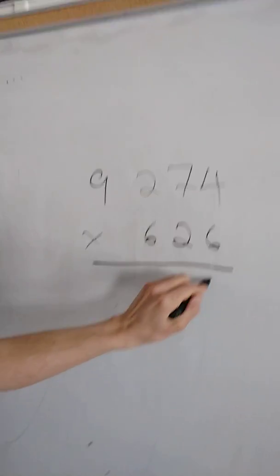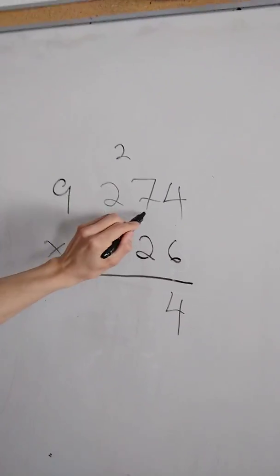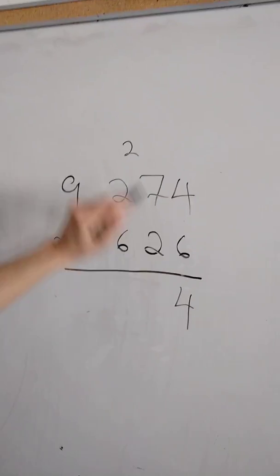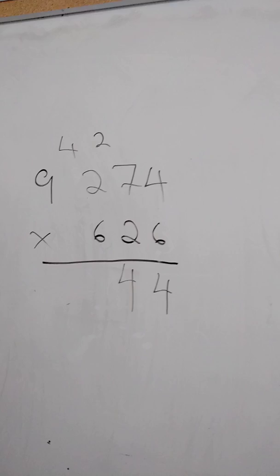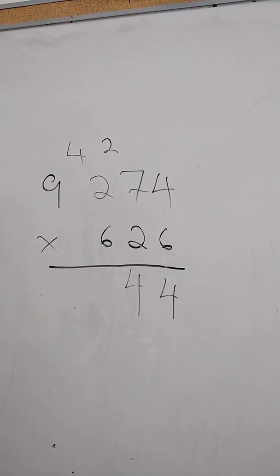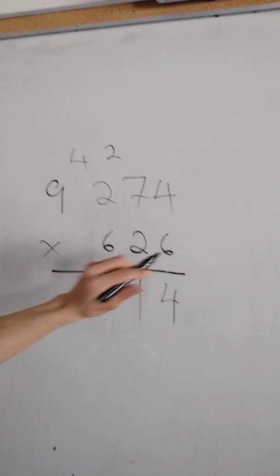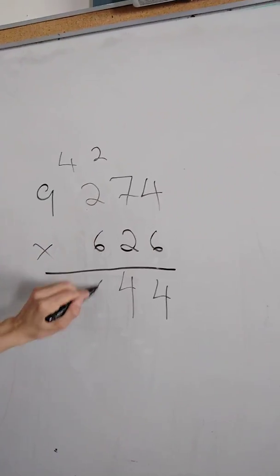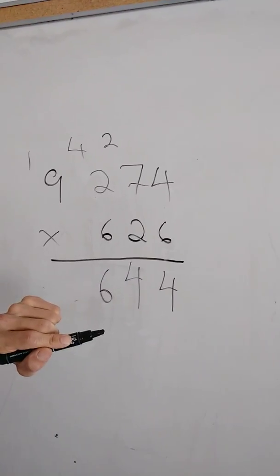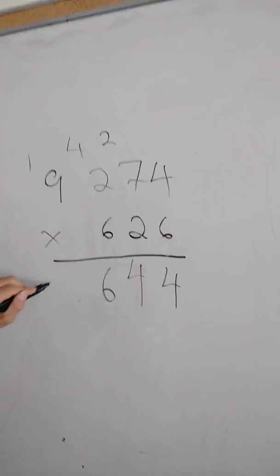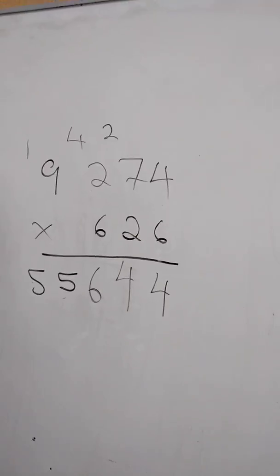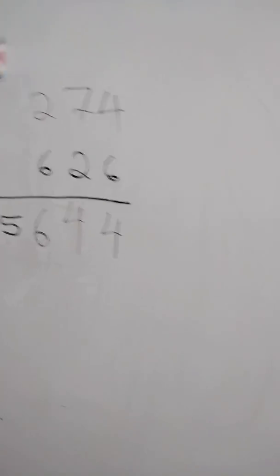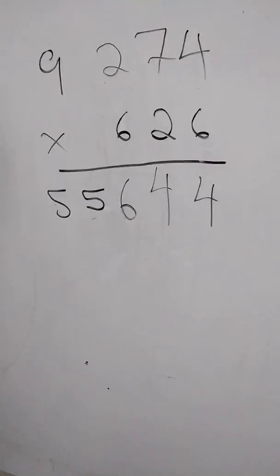4 times 6, you get 24. 7 times 6, you get 42. 42 plus 2, 44. So 4 over here. 2 times 6, you get 12. 12 plus 4, 16. 1. 9 times 6, what do we get? You get 54. 54 plus 1, 55. If you notice, at this point in time, your multiplication table has to be very on point to do this well. Okay, let us move on.